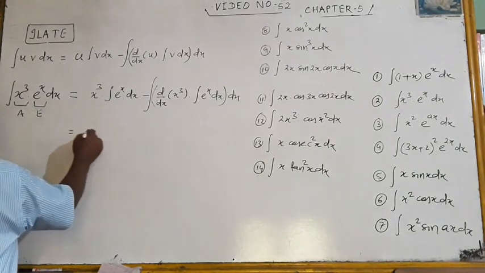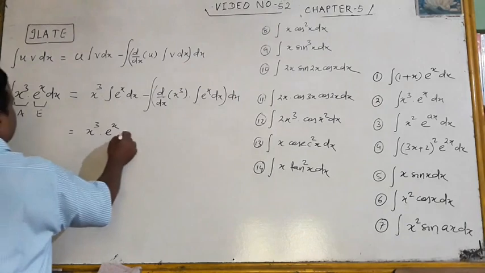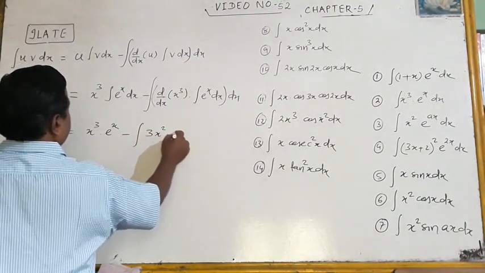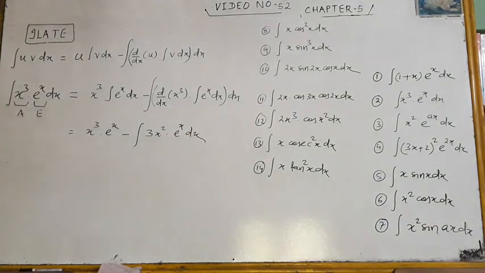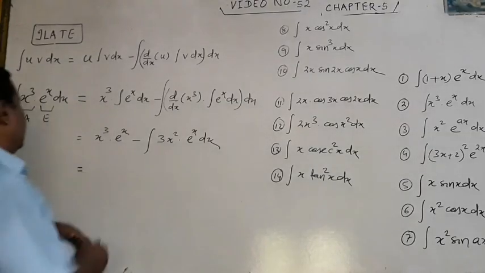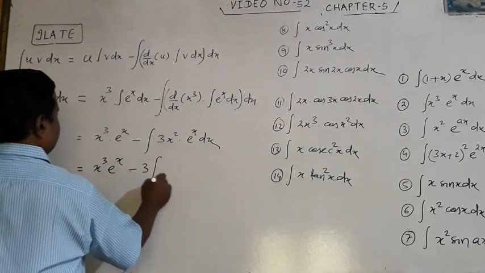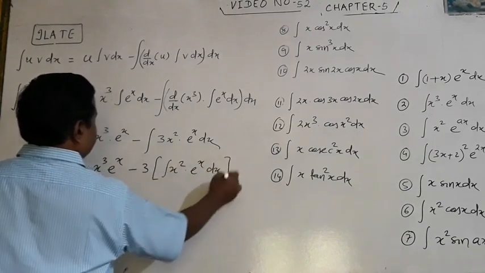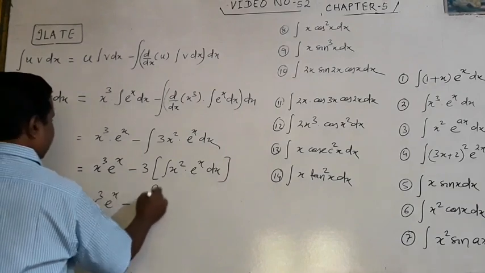Now look here. It is x cube. What is integration of e to the power x? It is e to the power x, minus, what is the derivative of x cube? It is 3x square into integration of e to the power x dx. Next, it is x cube e to the power x minus 3, which comes outside, integration of x square e to the power x dx. Integration, it becomes what? It is x cube e to the power x minus 3.